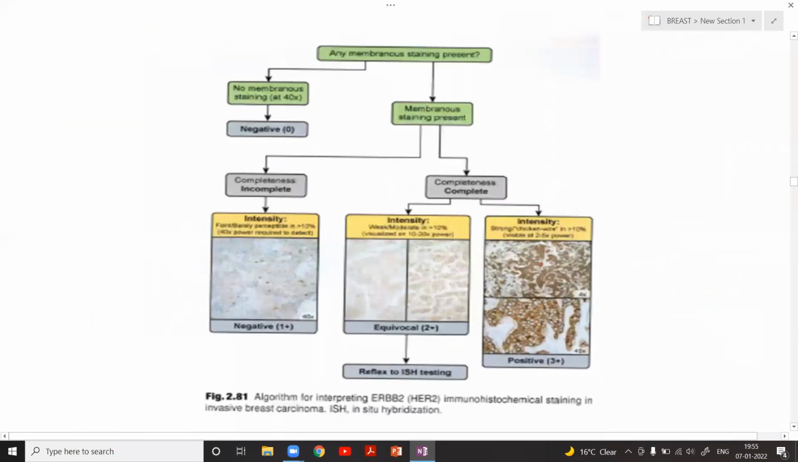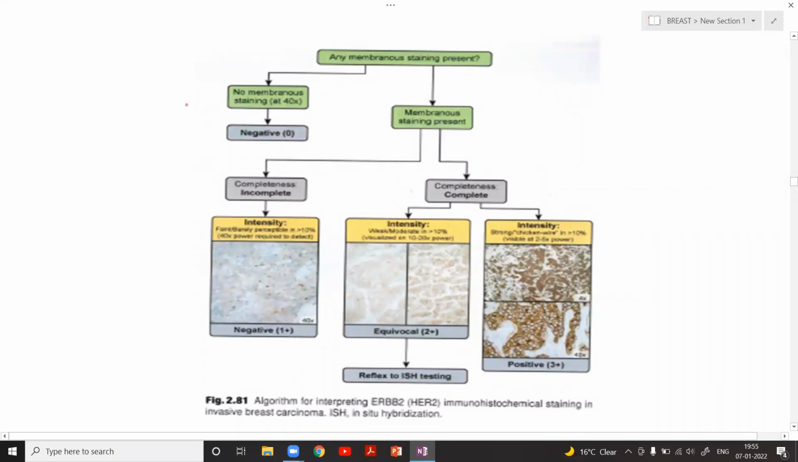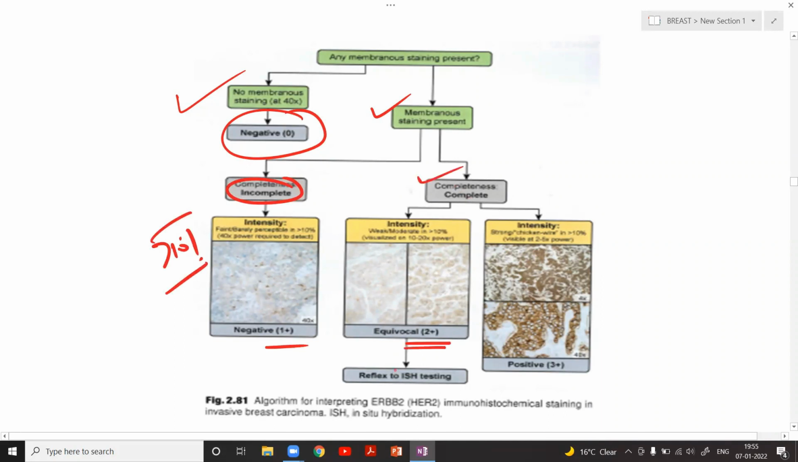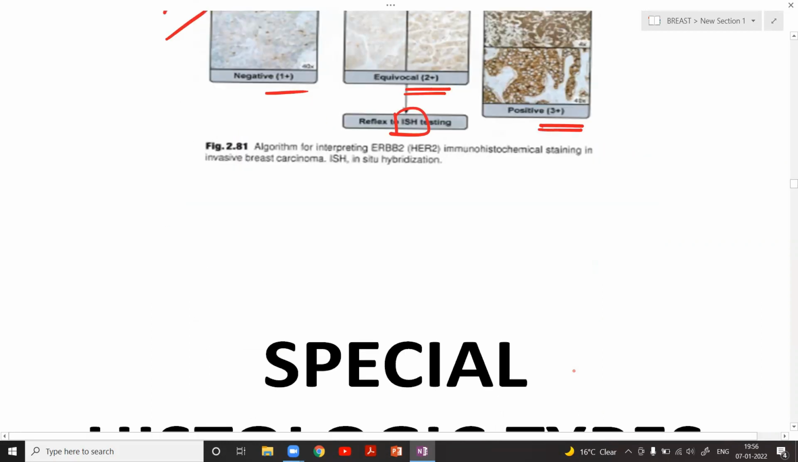As I have already told you the algorithm: if there is no membranous staining, 0% cells, it is negative, that is 0. If membranous staining is present, we have to see whether it is complete. If it is incomplete, even if it is in more than 10% of cells, it is 1 plus, taken as negative. If it is complete staining but of weak or moderate intensity, then it is equivocal, and you have to confirm with a FISH or ISH study. If it is complete along with intense staining, only then do we take it as 3 plus positive. This is how we are going to do the ER, PR, and HER2, and the Nottingham index we have already discussed.